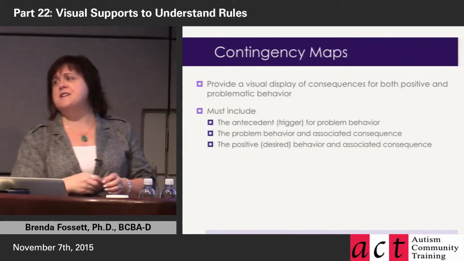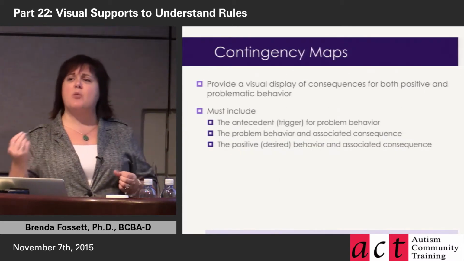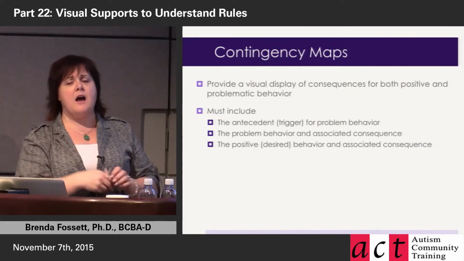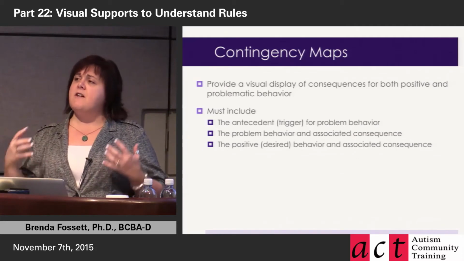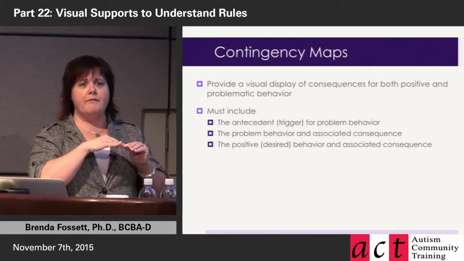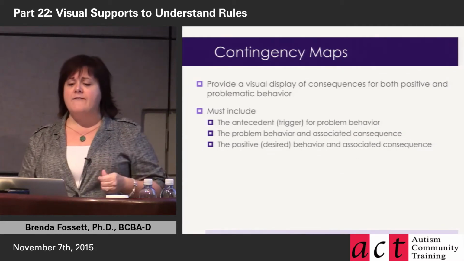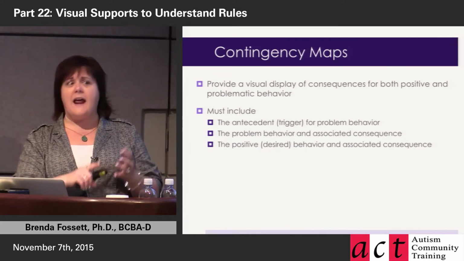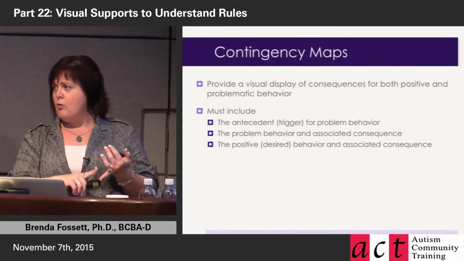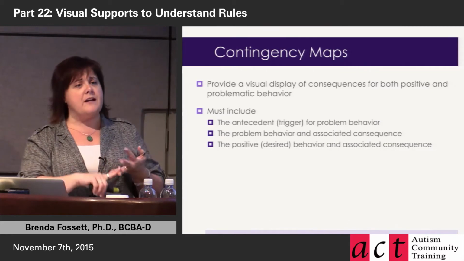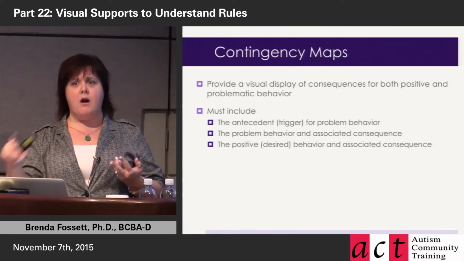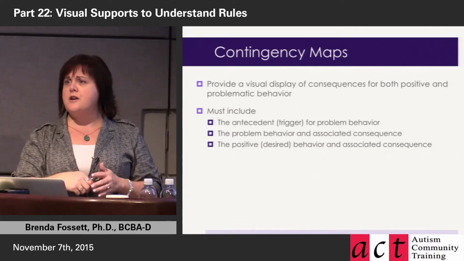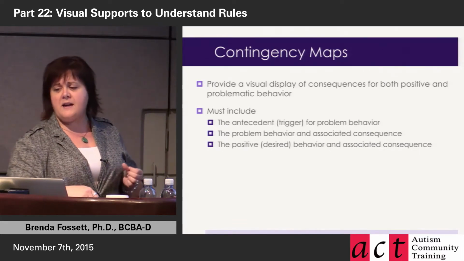And then we've got contingency maps. You saw contingency maps already. We looked at contingency maps with the student that we supported in the home setting. But this is just a visual display of different paths of behavior and different outcomes. It has to include the antecedent trigger, what triggers problem behavior. Then it shows the problem behavior and the consequence for that behavior, as well as a desired or alternative behavior and the consequence for that.